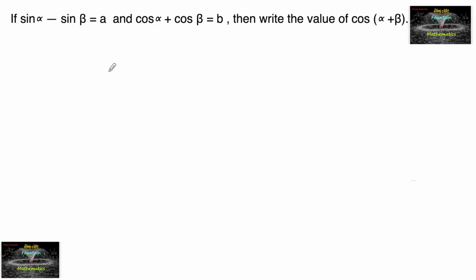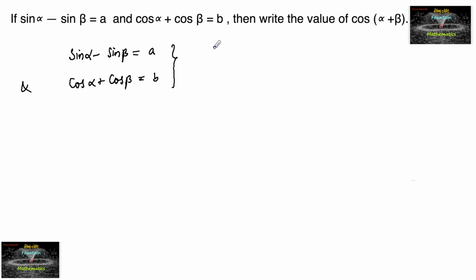If sin alpha minus sin beta is equal to a, and cos alpha plus cos beta is equal to b, then write the value of cos of alpha plus beta. So let's square both sides and add.